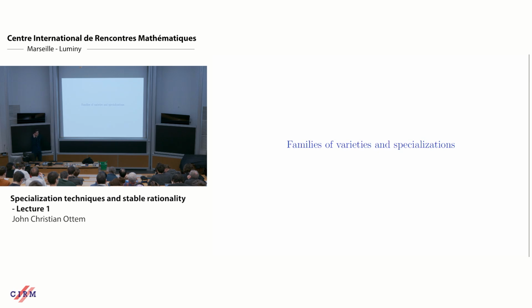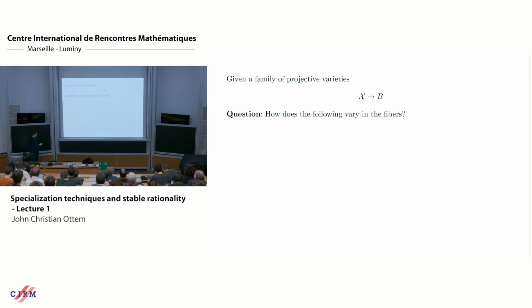Let me be a little bit more precise about what I mean by specialization here. If we start with a family of varieties, and family of varieties means a flat map, we can ask how the rationality of the fibers moves in the family. If I have some curve in the base and some family of varieties, you can ask, is the general fiber rational or not?